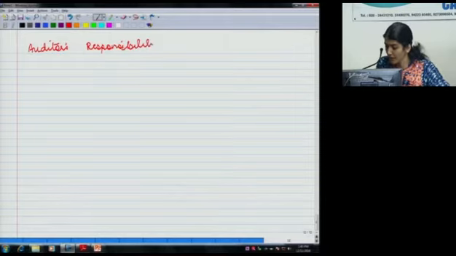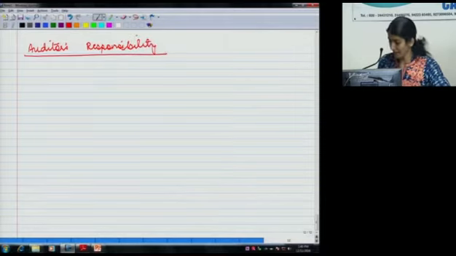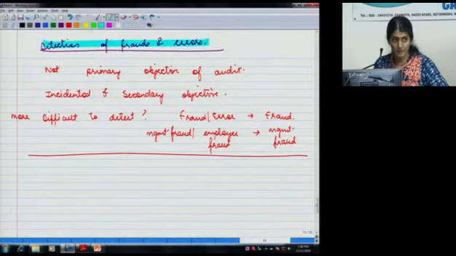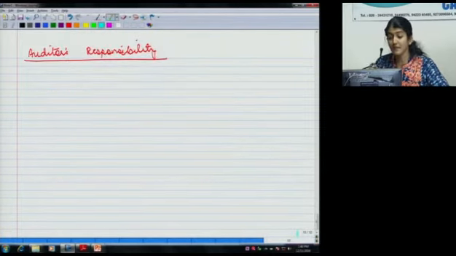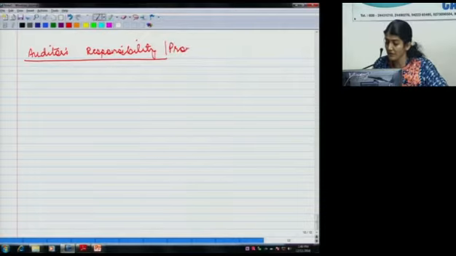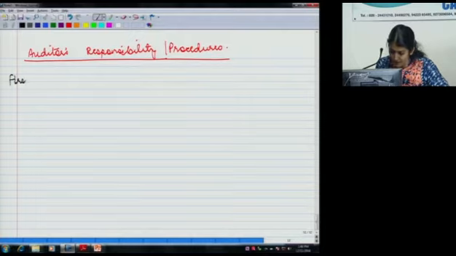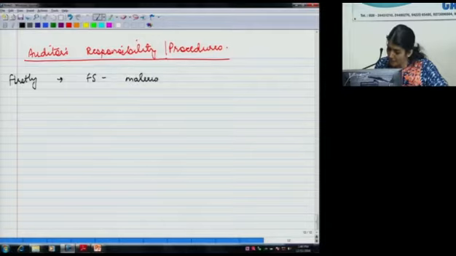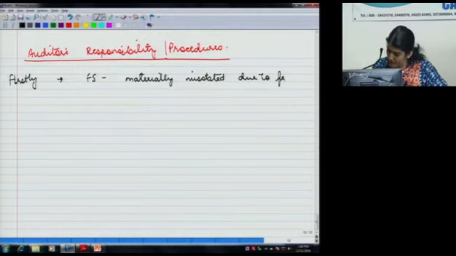I am giving you content for your case studies answer. Earlier I told you, detection of frauds and errors, is it the primary objective of the audit? Then auditor's responsibilities, or what are the audit procedures which you need to perform for the same? Firstly, you need to check whether the financial statements are materially misstated due to fraud. And if they are, then you may also have to revise your audit risk assessment.